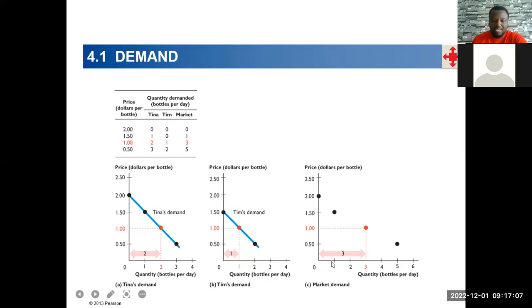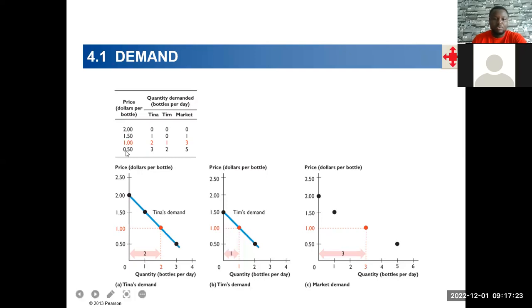So we have 1 here. Then we go to when price was 1. Tina bought 2. Tim bought 1. So we add the 2 to get what? The market demand. So when price is 1, this is the market demand. Okay, are we together? Yes.